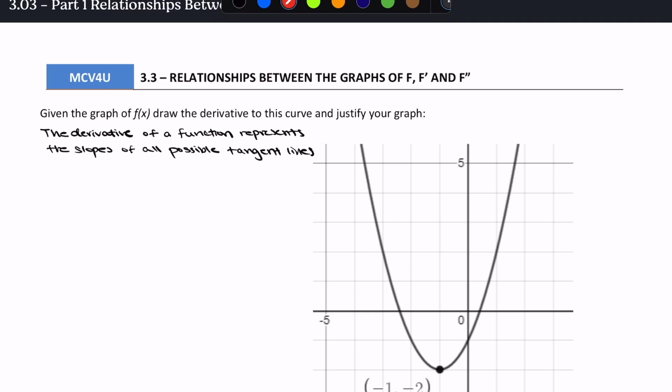Here, if we're given f of x is equal to x squared, we see that it is going to be opening up, so it's positive, which means that the leading coefficient, or in short form LC, is positive here.